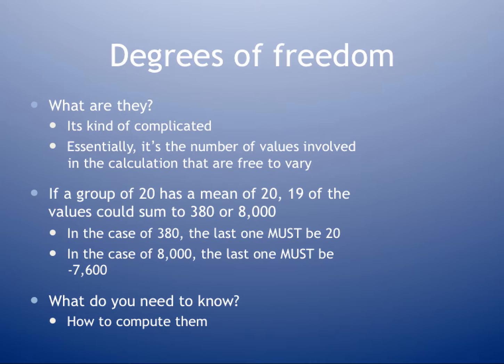If 19 of them had a value of 8,000, then the last value would have to be negative 7,600. And why do they have to be that way? Because we already decided we know that the mean is 20. So if the mean is 20, the only way to get from 8,000 for 19 to having a mean of 20 for all 20 of them is to have the last value be negative 7,600.